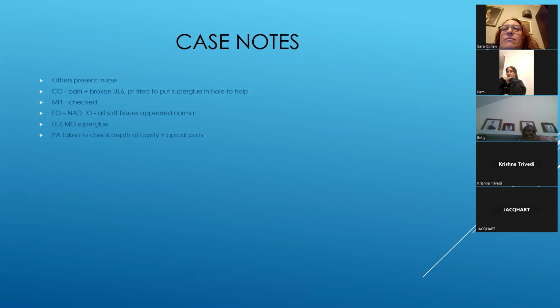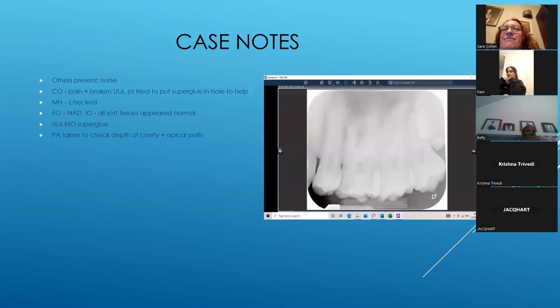Upper left 6 or super glue. PA taken to check the depth of cavity and apical pathology. We know why you take a PA. Here's the PA. That's all right. We can see a cavity in the upper left 6 MO, close to pulp. I guess we can see an upper 8, an upper 9, sorry, I think. That's there. General anaesthetic, GA, grade A for their X. I think it's grade B really. It's a bit of overlap, but whatever.